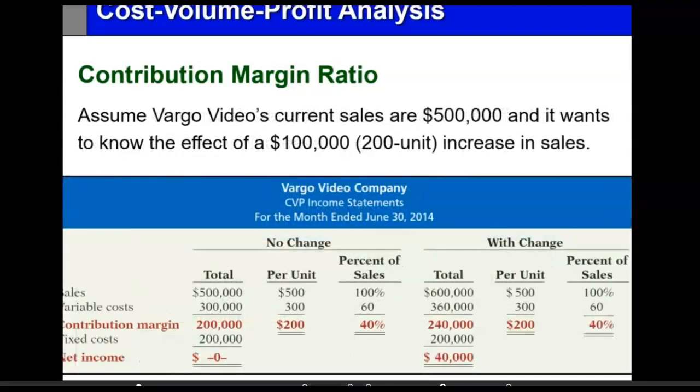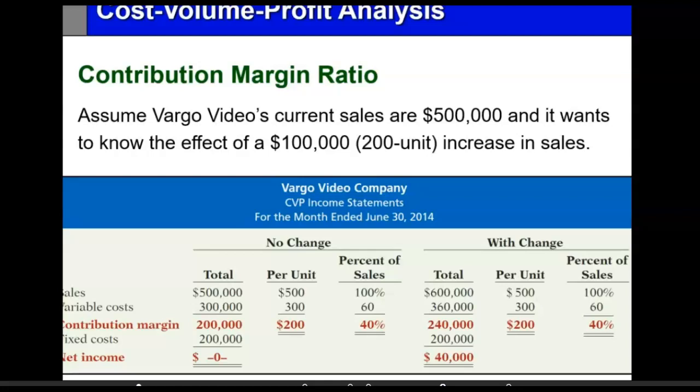Now, let's assume I know the contribution margin ratio is 40%. Now I'm going to assume that I want to increase my total sales by 100,000. So on the left here, you see we have the information. Sales is currently 500,000. Contribution margin is 200,000. Profit is 0 at this level of activity. The per unit selling price is 500. Variable cost is 300. Contribution margin is 200.